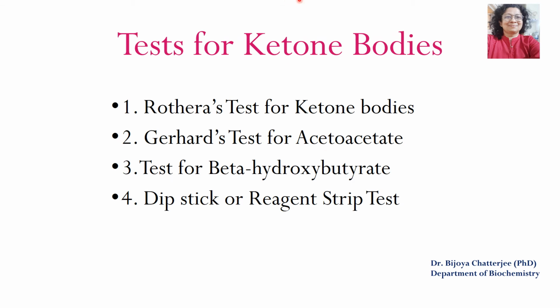So the tests for ketone bodies include Rothera's test, which is a common test for all ketone bodies, Gerhard's test, which is a test for acetoacetate, the test for beta hydroxybutyrate, and the dipstick or reagent strip test. In today's lecture, we will only talk about Rothera's test and the dipstick test in detail. But one needs to remember all the names and for which ketone body they are.